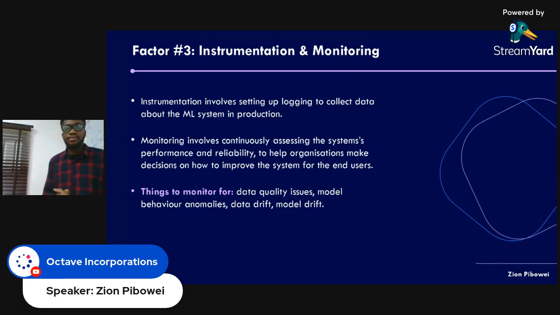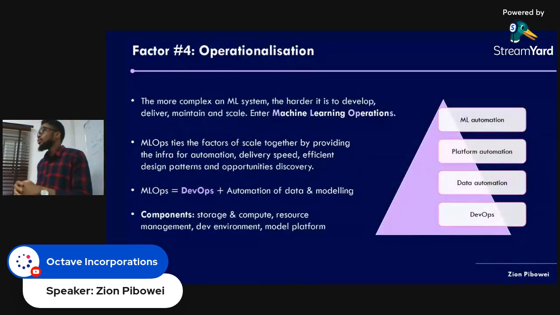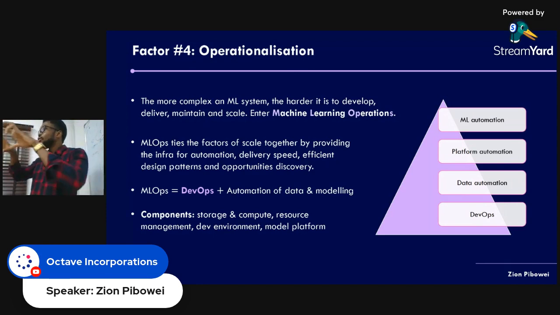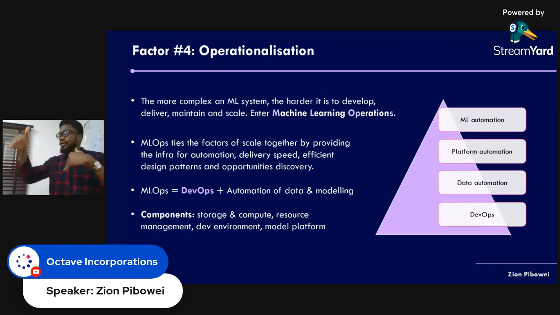Then the fourth aspect is operationalization, where we operationalize the machine learning system, which means all the three earlier factors I've mentioned, automation, monitoring, and the rest, we operationalize them. This means we ensure that we have the necessary infrastructure for all these things to run on their own in the cloud. Of course, we don't leave it to run autonomously. We still have to manage the entire process.